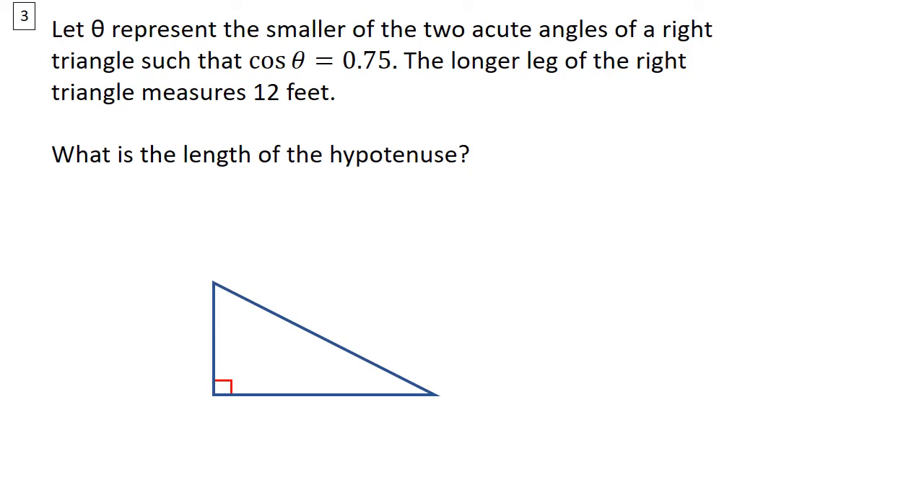And it's talking about the theta being the smaller of the two angles. Well, here's the smaller angle, so let's make that theta. And then we can label some other stuff. The longer leg is 12 feet. I'm looking for the hypotenuse there.